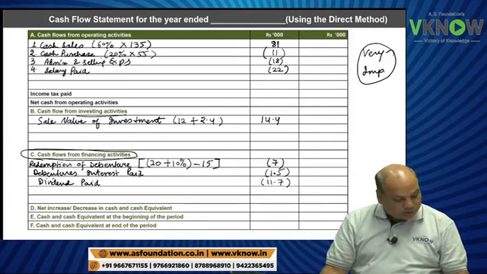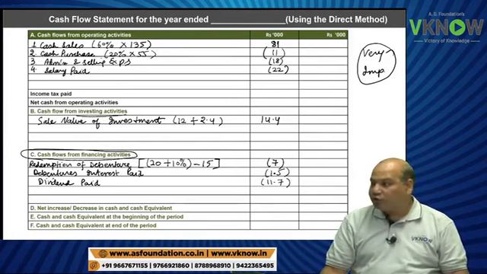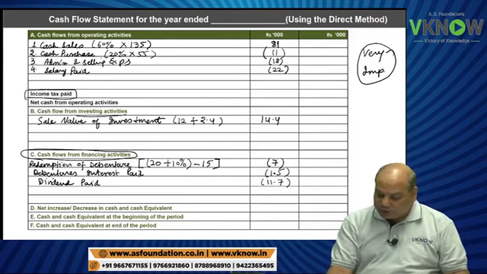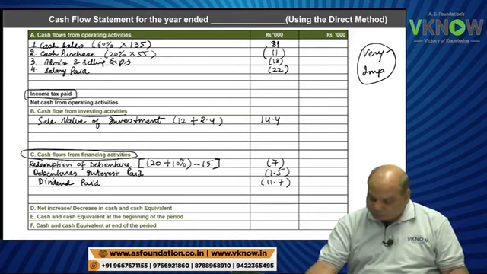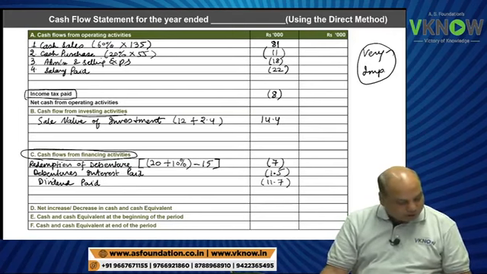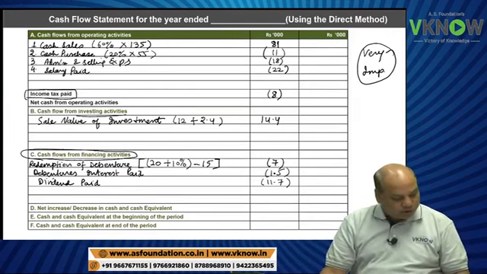Point number 7. Rupees 8 crore was paid towards income tax during the year. Cash flow from operating activity, income tax paid in bracket 8 crore.